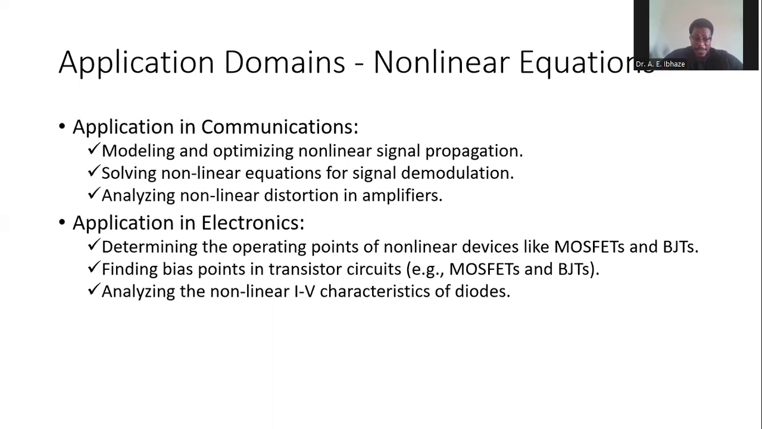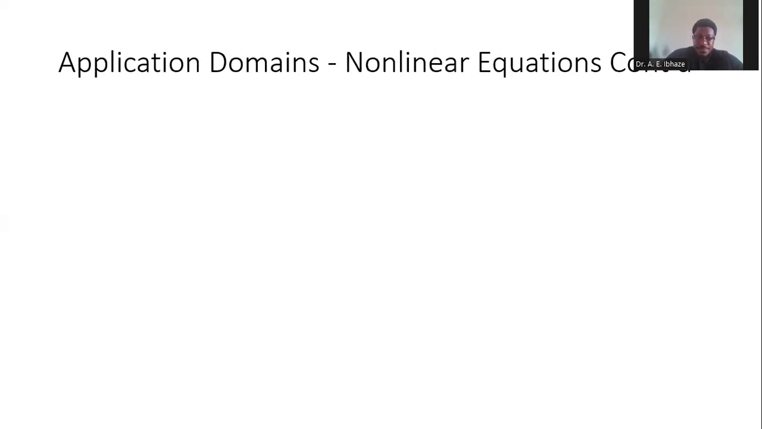And for electronics, they are used for determining the operating point of nonlinear devices, such as the metal oxide field effect transistors and bipolar junction transistors, the MOSFETs and BJTs, and also for finding bias points in transistor circuits, such as the MOSFETs and BJTs, and analyzing the nonlinear current voltage characteristics of diodes.